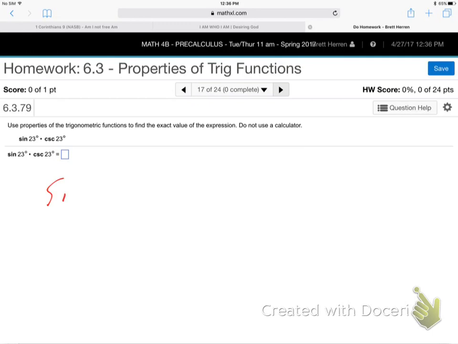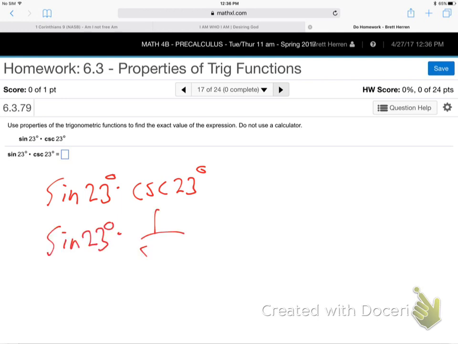All right, what's the sine of 23 times the cosecant of 23? Answer is 1. Good. Do you all know that? Because cosecant, remember, is 1 over sine. Cancel. 1. I don't have any idea what the sine of 23 is, but I know cosecant's the upside down, so they cancel into 1. So just making sure you know the properties there.